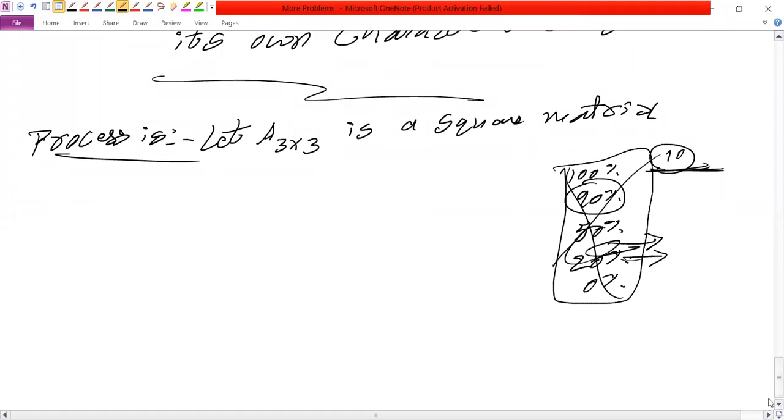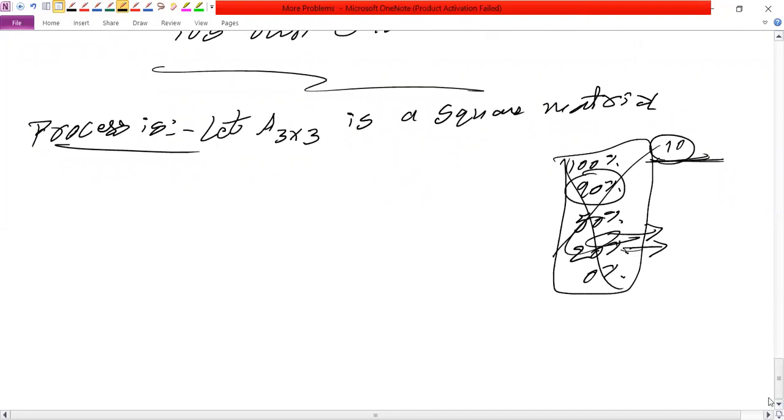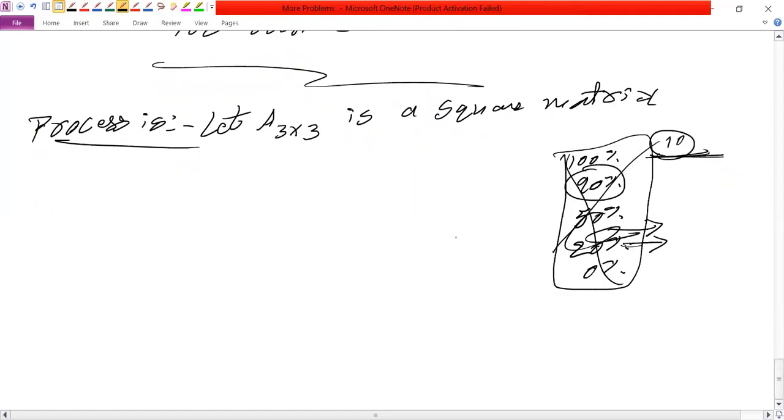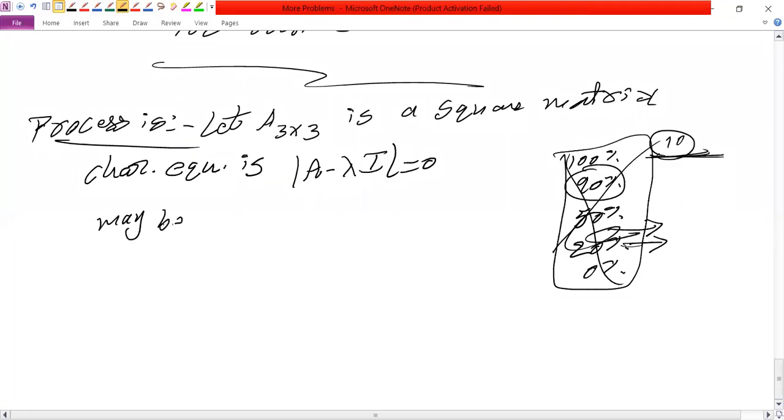Okay, everything is important in engineering mathematics. So A is a square matrix. What is the characteristic equation? Determinant of A minus lambda I equals 0. I am just assuming that, maybe like this. I am writing like this.